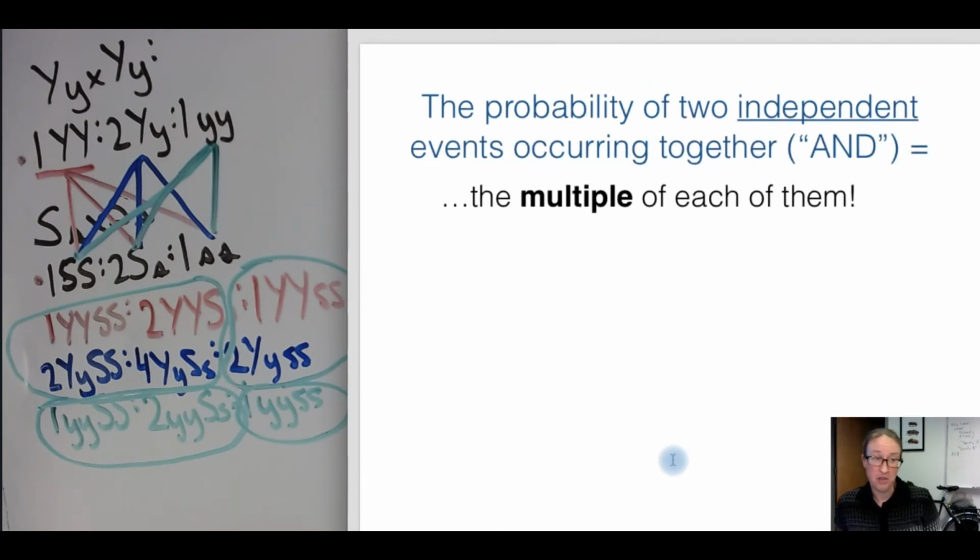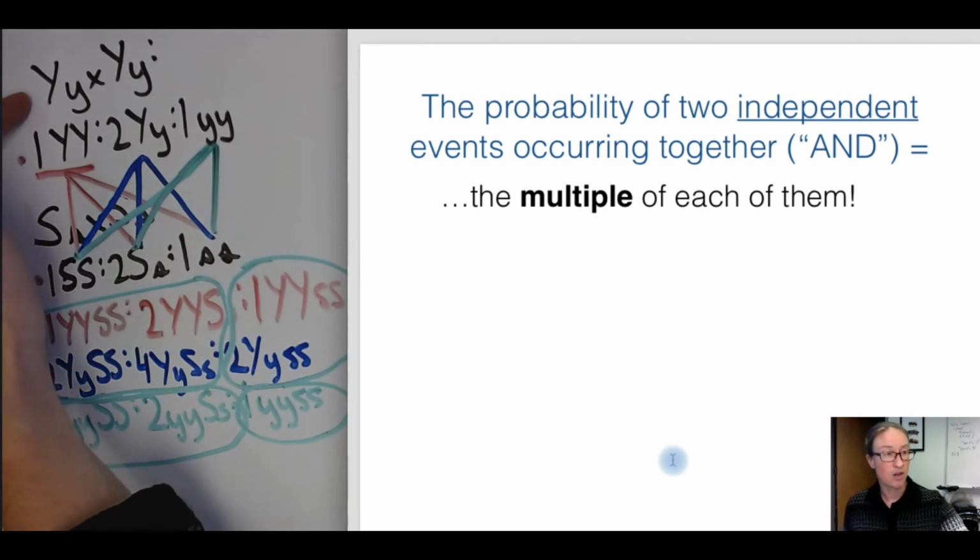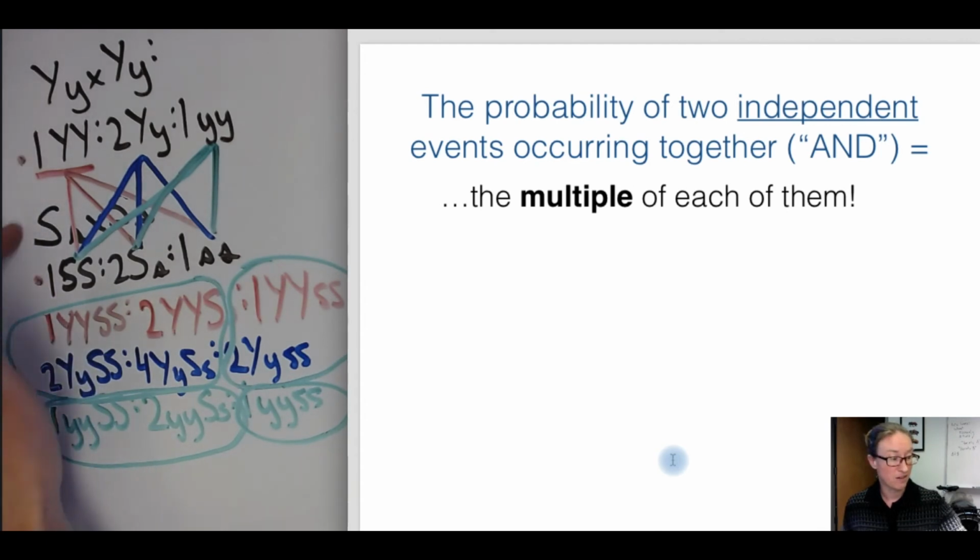And so, the idea I've illustrated here is just that the probability of having two independent events, so this is one independent event, that's one independent event, happening together is the multiple of each of those events.